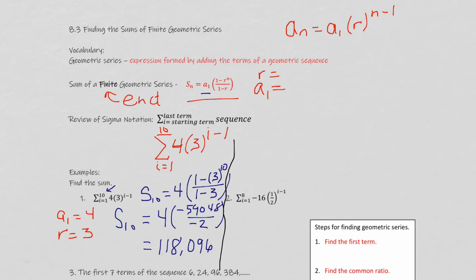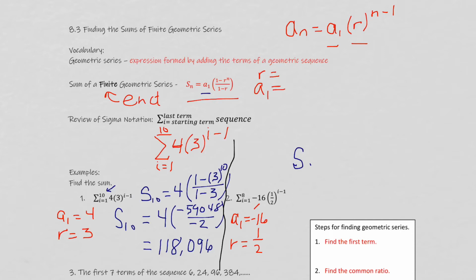So on number 2, I have a sigma notation that says I'm doing terms 1 through 8. And my sequence is negative 16 times 1/2 to the i minus 1 power. So when I start looking at that, I can tell you that my A sub 1 is negative 16. My r is 1/2, just because those again are the same as in my formula. And then I can plug them into my summation formula.